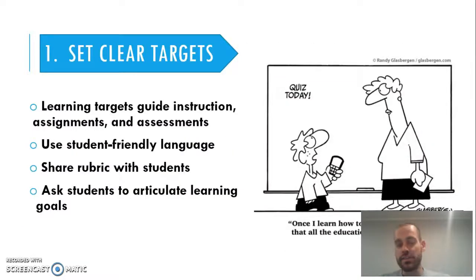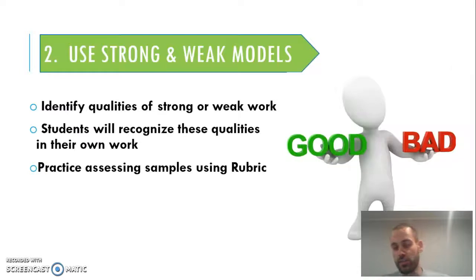First, it's essential to set clear learning targets. Okay, they should guide the instruction, the assignments, and the assessments. We should use student-friendly language. We should share the rubric with students first, and we should get them to articulate the learning goals throughout the lessons. It's important to use strong and weak models so that students can identify these qualities, okay, in their own work, and they should practice assessing samples using rubrics.